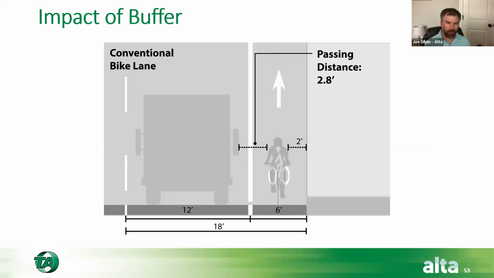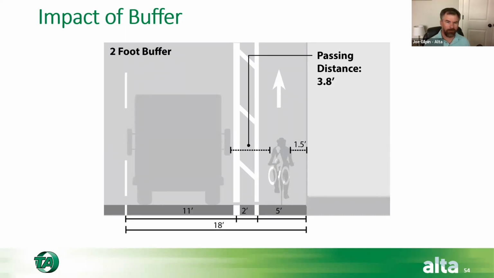So we've got this space, we've got 18 feet of combined space. So what if we went down to 5 feet with a bike lane, but we put a buffer in, a 2-foot buffer? Well, we've just increased the passing distance. So we've made this theoretically more comfortable, and we've provided more striping, more visual difference between those two facilities, and we've made it a little bit more comfortable.